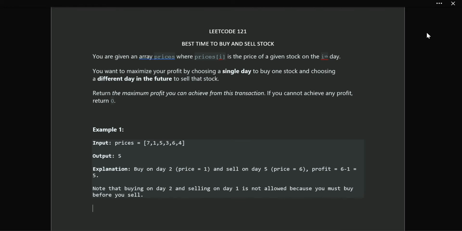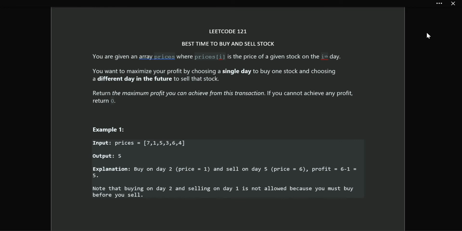You are given an array of prices where prices[i] is the price of a given stock on the ith day. You want to maximize your profit by choosing a single day to buy one stock and choosing a different day in the future to sell that stock. Return the maximum profit you can achieve from this transaction. If you cannot achieve any profit, return 0.